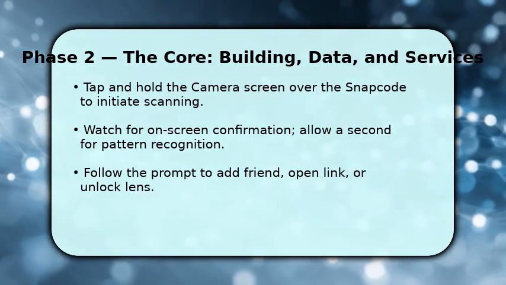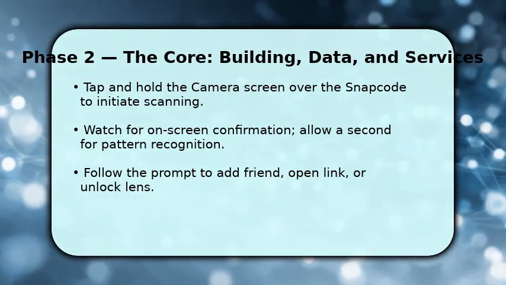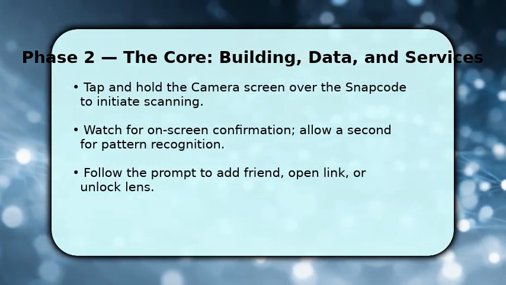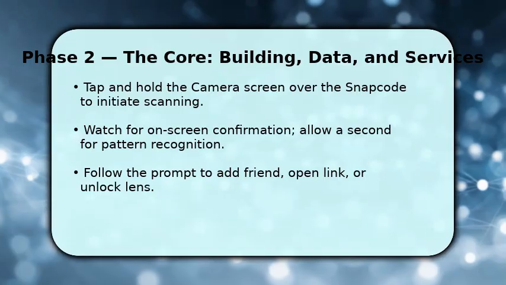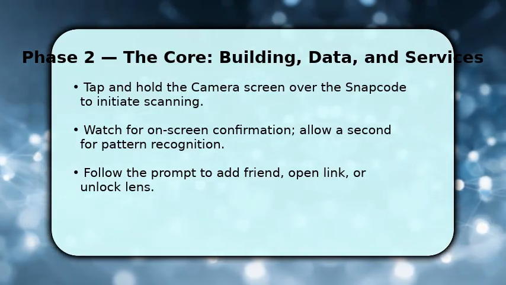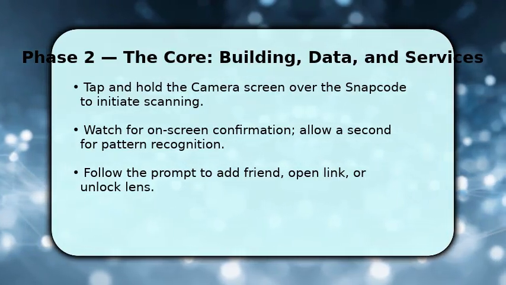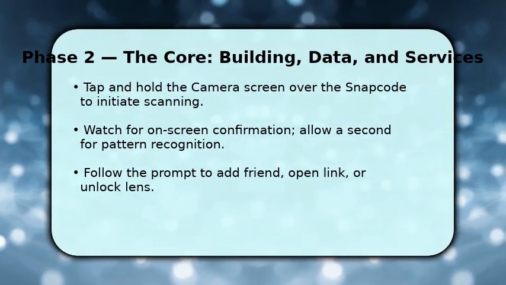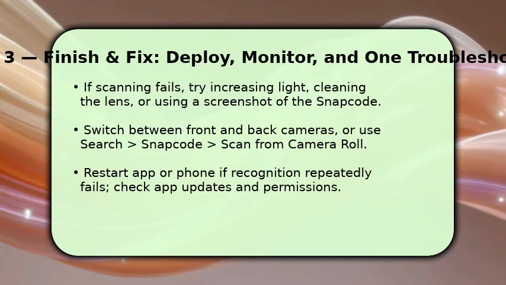Once recognized, you'll see a confirmation overlay and an action prompt: add friend, open a link, or unlock a lens. Make your choice. If the app offers to save the contact or lens, accept if you want quick access next time. This step completes the match. Finish up by verifying the action completed: friend request sent, or lens unlocked.